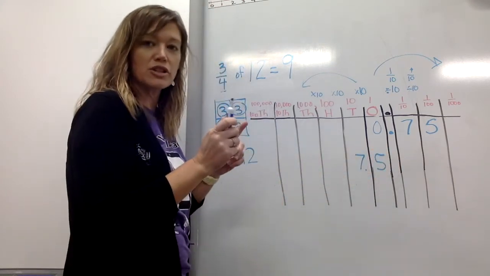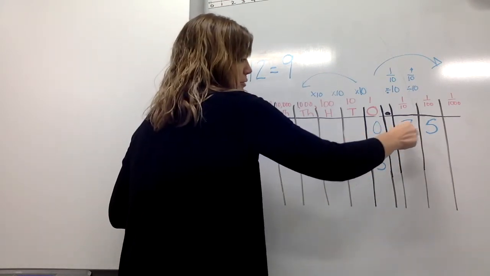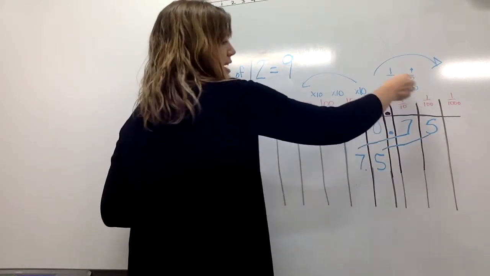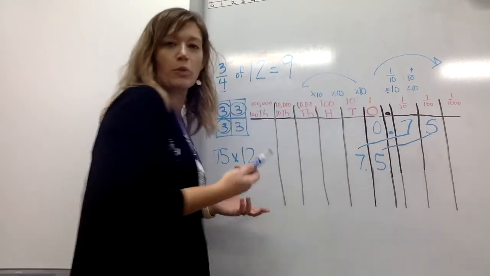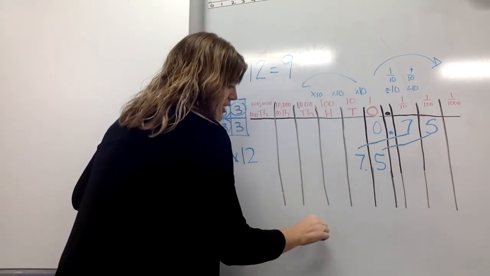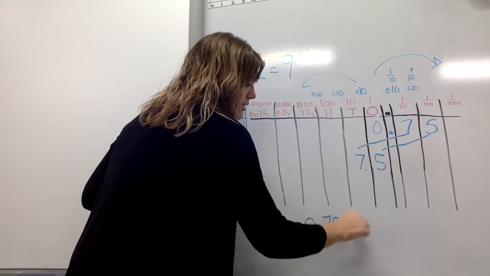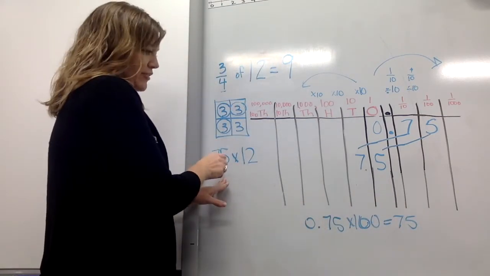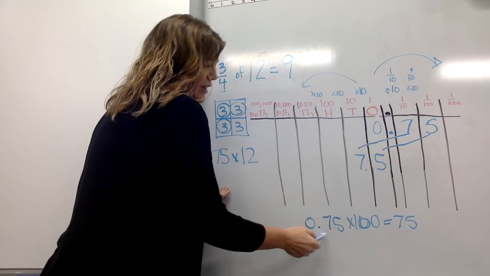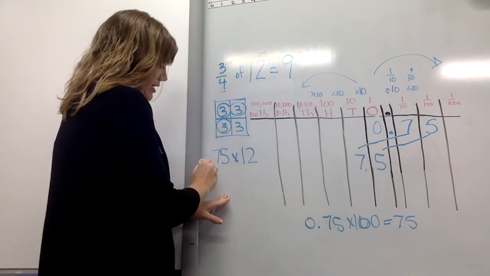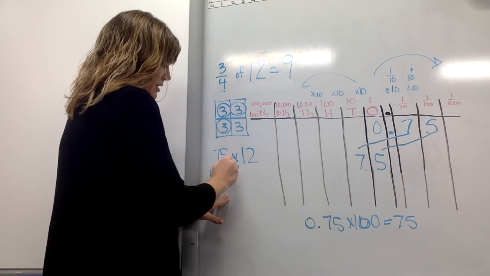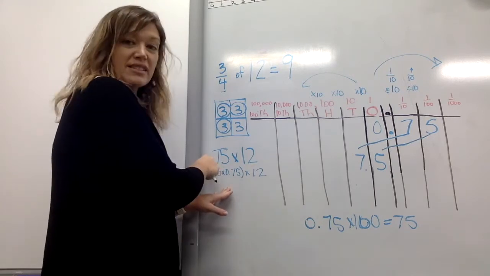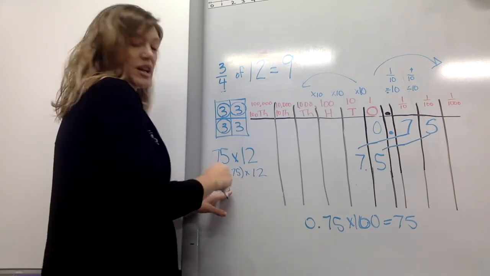I have to move each digit over 2 places on my place value chart. 1, 2, 1, 2. We said each place is times 10. Times 10 times 10 is 100. So 75 hundredths times 100 is 75. I know that 75 is 75 hundredths times 100. So I could write it like this: 100 times 75 hundredths times 12. Another way to say 75 is just 75 hundredths times 100.